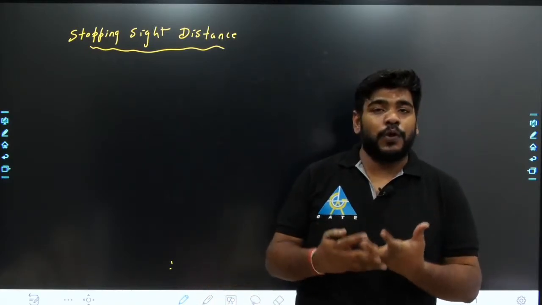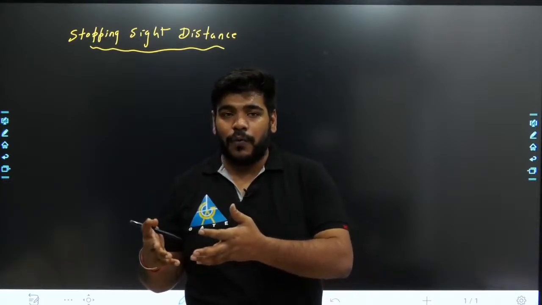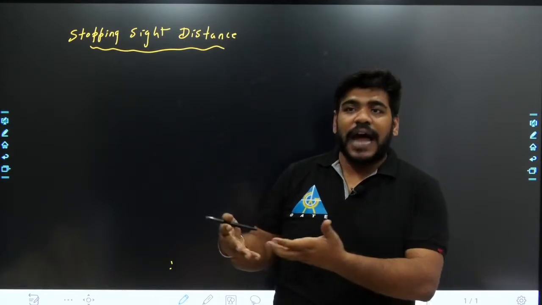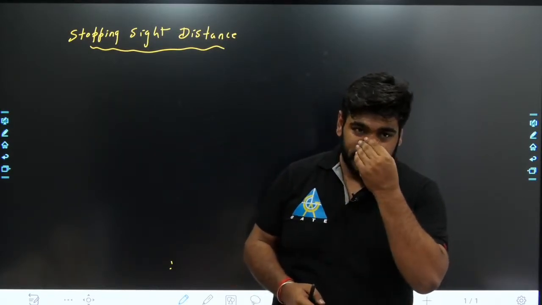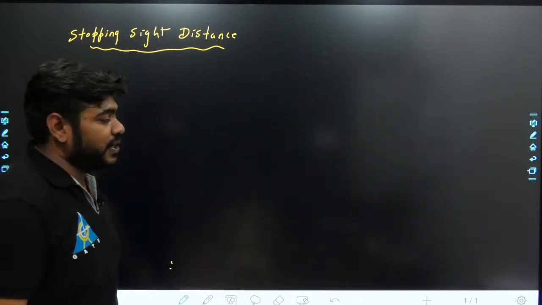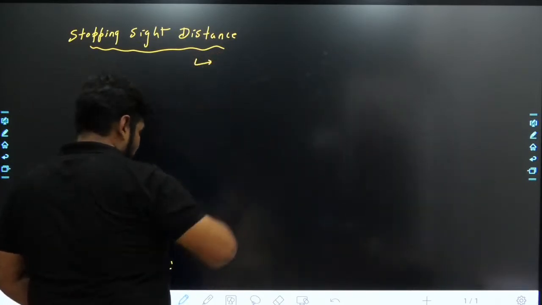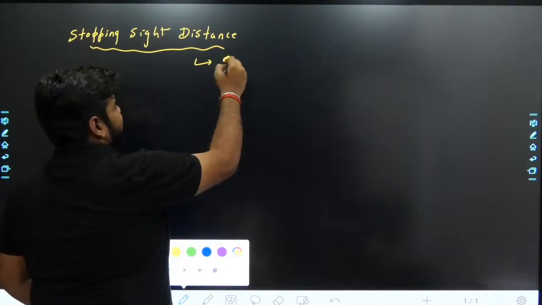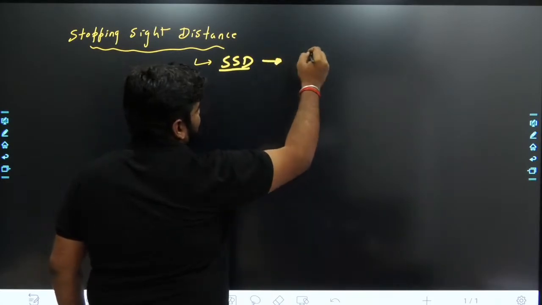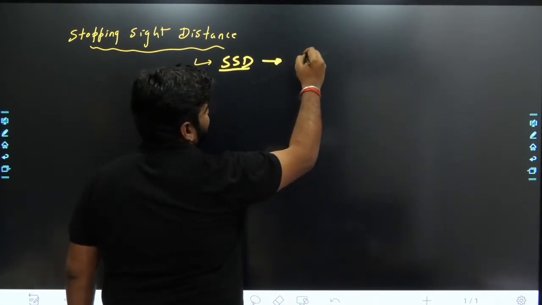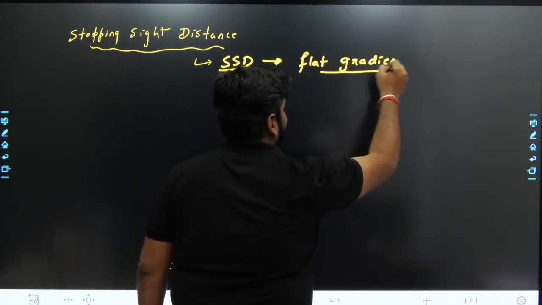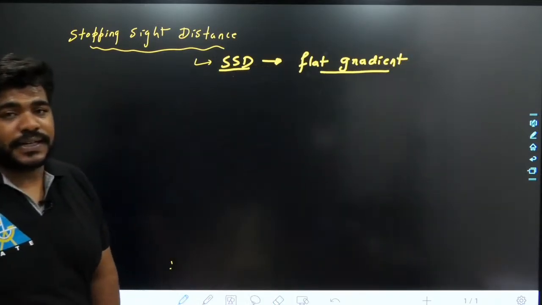So my main motive is to first tell you how we calculate and to focus more on the topics which carry larger weightage in the GATE examination. Fine. So till now we have seen sight distance consideration, and in it we have seen how we will calculate SSD, or stopping sight distance, on a flat gradient. In the last lecture, I derived the expression for finding stopping sight distance on a flat gradient.